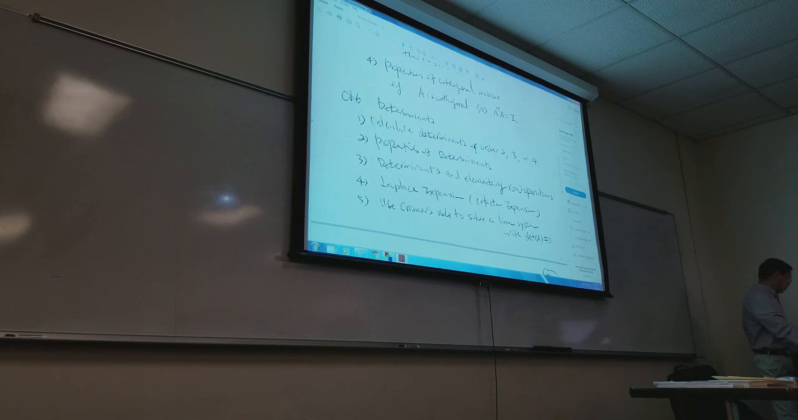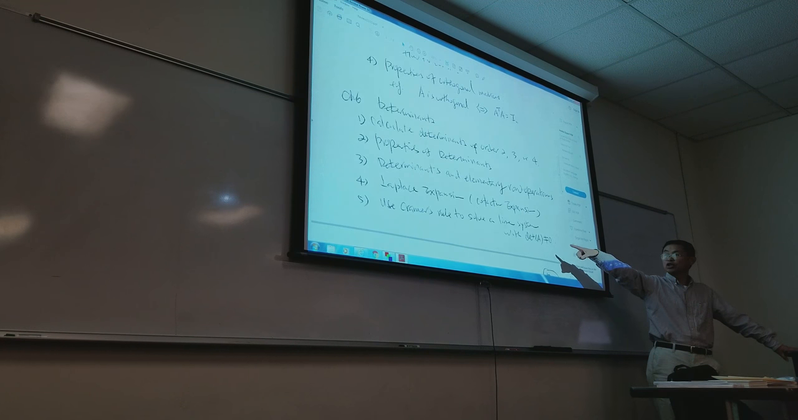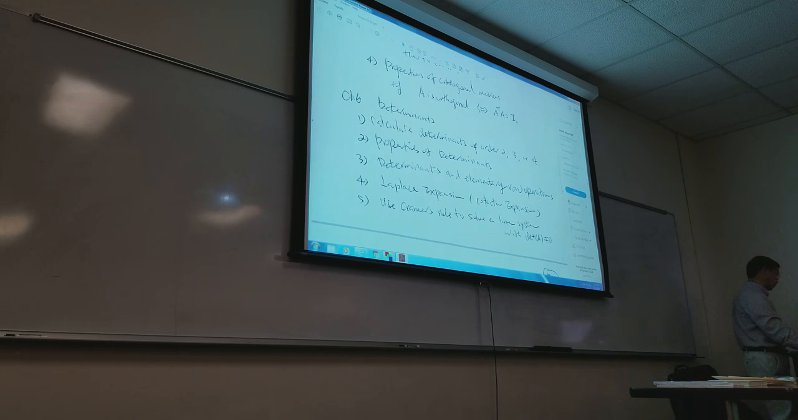Also, another topic I want to mention is Cramer's rule to solve a linear system where the determinant of the coefficient matrix is not zero. If the determinant of the coefficient matrix is not zero, theoretically you can use Cramer's rule to solve it. For example, you should at least be able to solve by hand a two by two or three by three linear system using Cramer's rule.